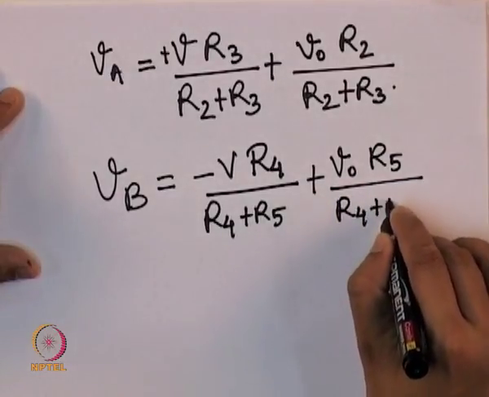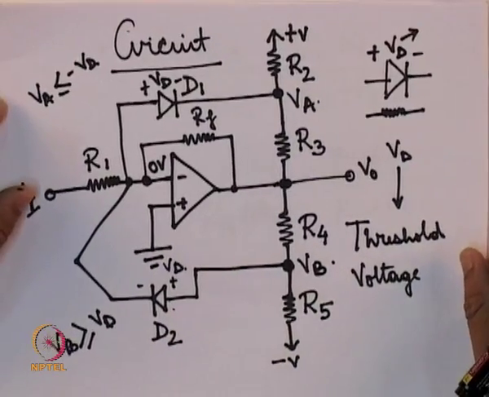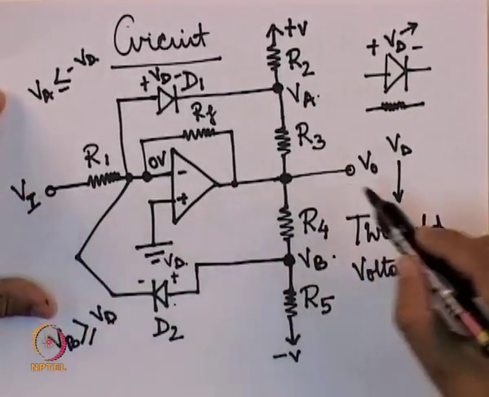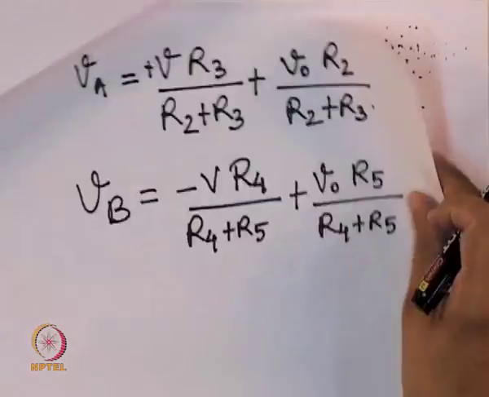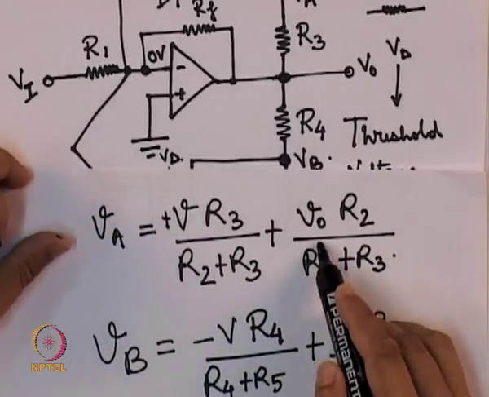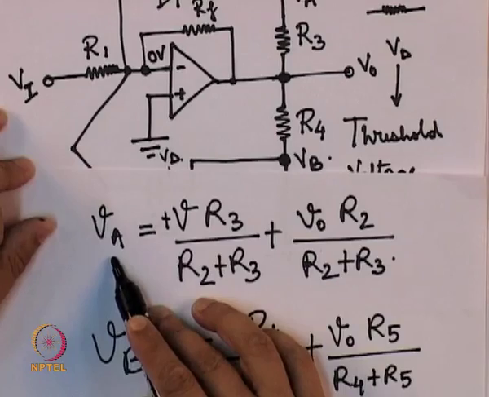Now, if we go back to the circuit once again, as Vi increases, my VO becomes more negative, and as we can see from this expression, the more negative VO becomes, the more negative Va also becomes.